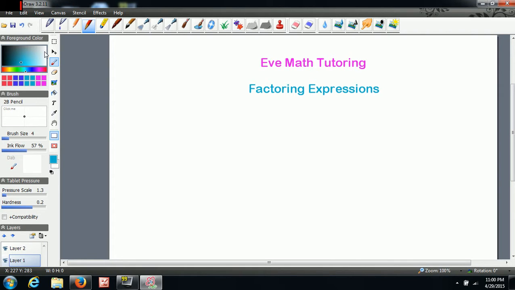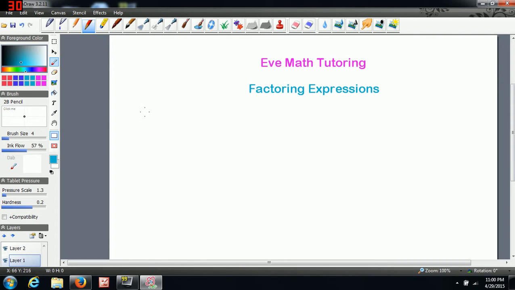Today's lesson is on factoring expressions. Now before we try some examples, the question is: what is a factor of an expression? A factor of an expression is a quantity whose product is the original expression. So I'll give you an example of that.